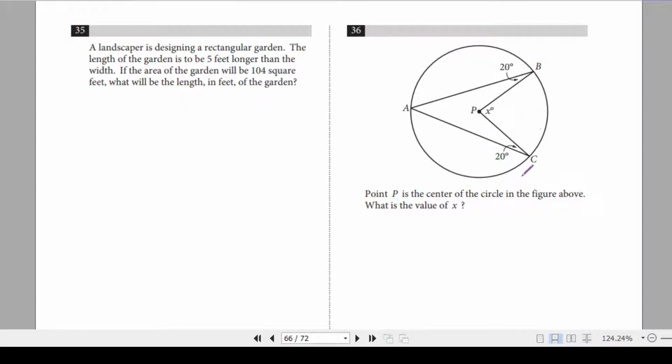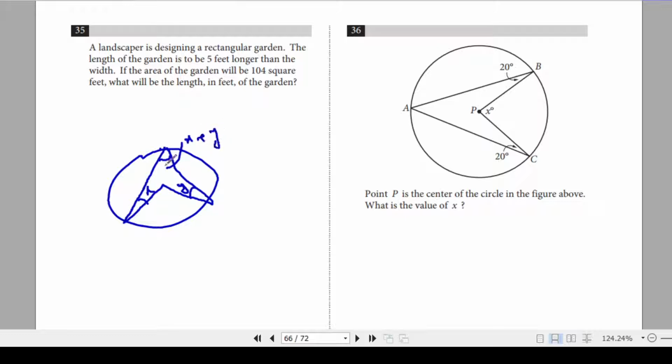Whenever you are given this type of legs, from here this is the center. The sum of these two is always equal to this. So if this is x and this is y, this is x plus y. Just remember this. So if this is 20 and this is 20, this must be 40.